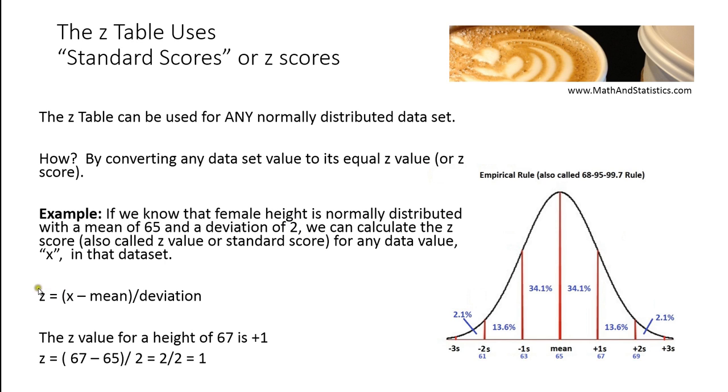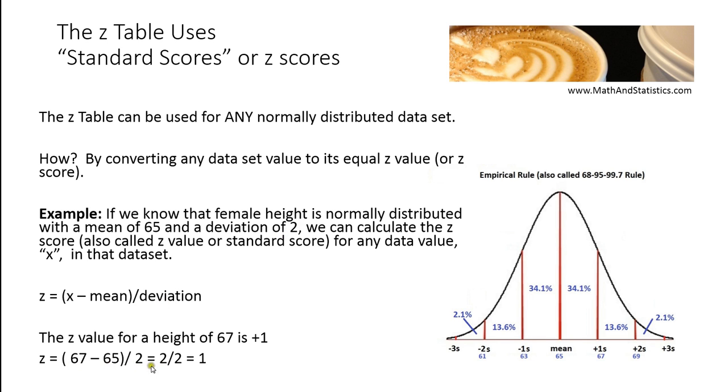We can also use the z-score formula to make that same exact calculation. The z-score formula is always the value you're trying to convert to the z-value, minus the mean, divided by the deviation of your data set. Well, we're trying to convert 67 to its equivalent z-value. So we subtract the mean of our data set, which is 65. We divide by the deviation of our data set, which is 2.